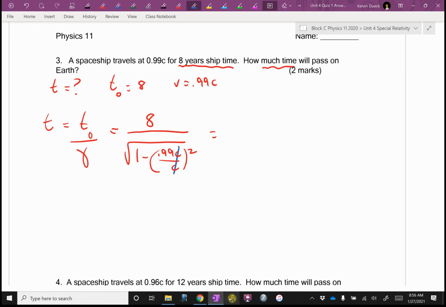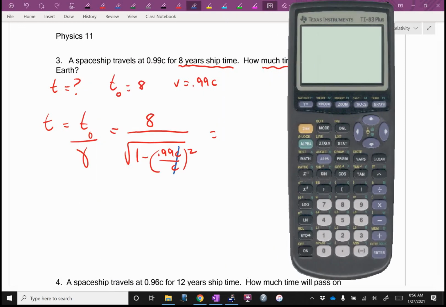I'm going to try typing this in one step. So if I wanted to type this in one step, as you're getting good on your calculators, it would be 8 divided by square root open bracket 1 minus 0.99 squared, close bracket. And I get, is it 56.7?